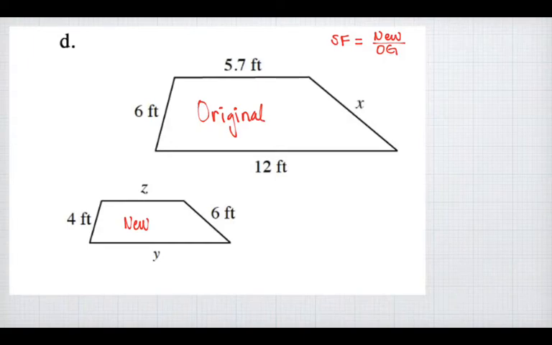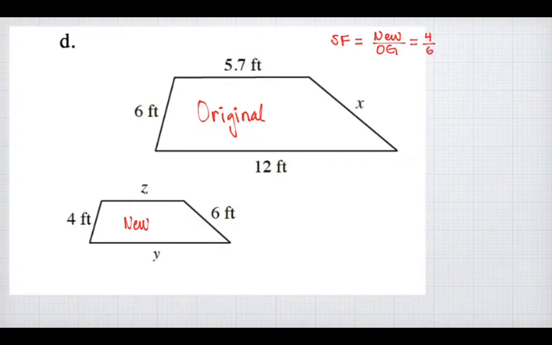Now, for our scale factor, we actually need numbers, right? So we need to find two corresponding sides that each has an actual number. So which sides do you want to use? 6 and 4. Okay, so we're going to go with 6 and 4. Which one of these is the new? The 6 or the 4? 4. So 4 will go on top, and then 6 will go on bottom. So it'll be 4 over 6.